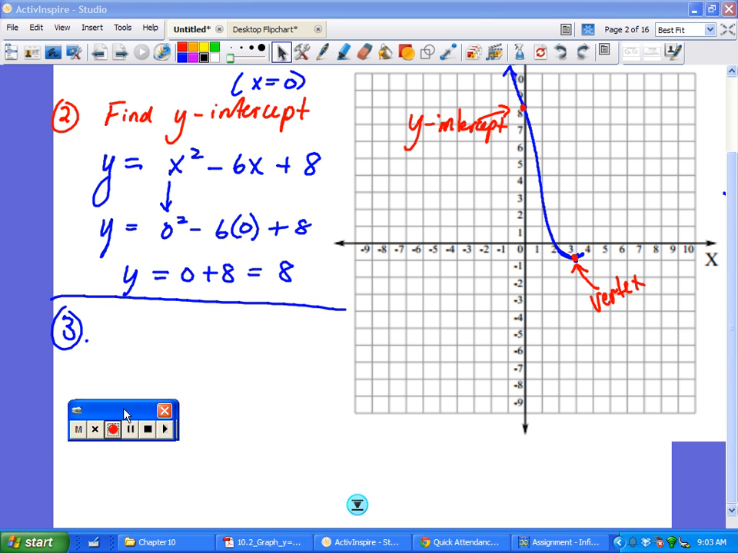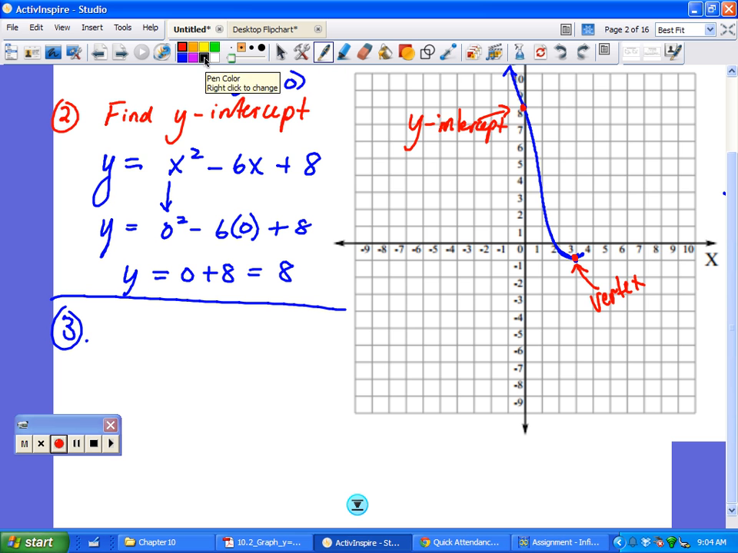So now, the thing about parabolas is they have symmetry. You know what symmetry is? We reflect. It's equal halves, right? The line of symmetry of a parabola always goes through the vertex. The vertical line going through the vertex.